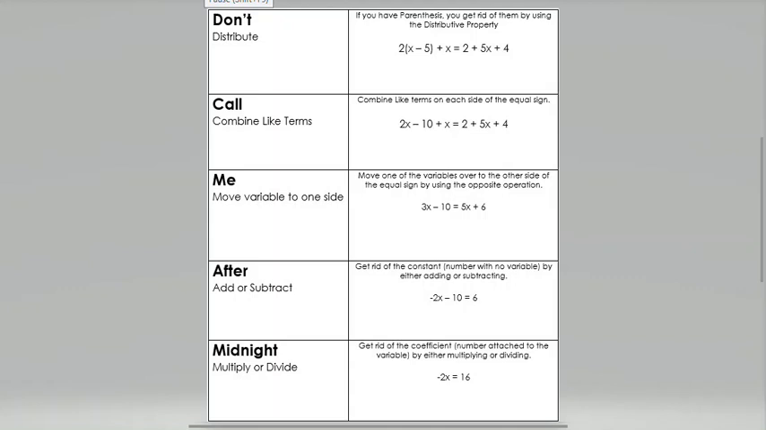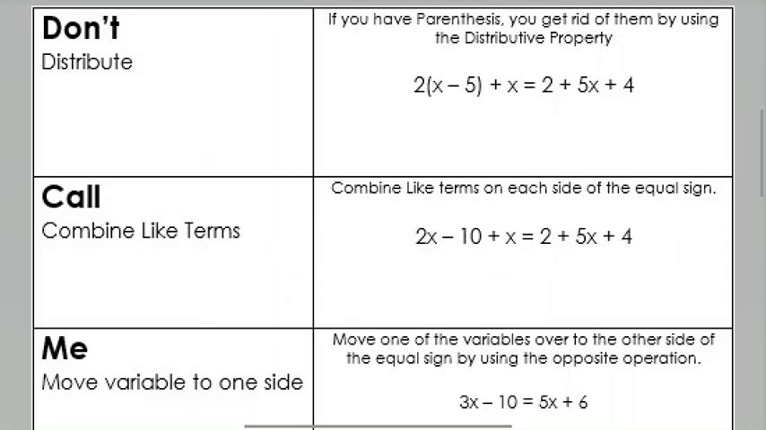All right, let's do an example and see what it means. Don't call me after midnight. Don't: distribute. It says if you have parentheses, you get rid of them by using the distributive property. So we know how to do the distributive property. We take the number on the outside of the parentheses and we multiply it by the numbers that are inside the parentheses, right? So if I had 2 times x, that would be 2x.